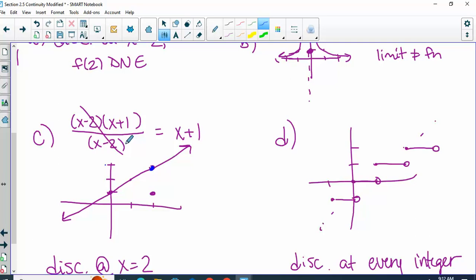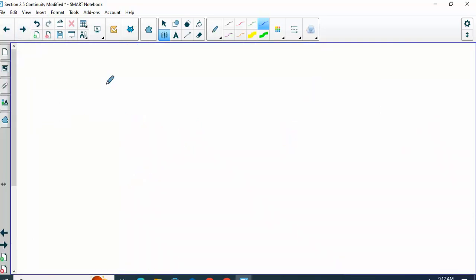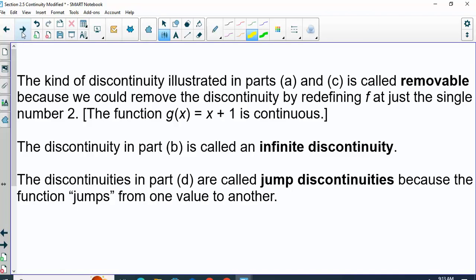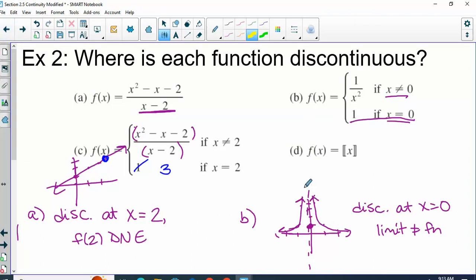The other potential situation for a removable is a piecewise function, where one of your pieces is something like x if x does not equal 4, and the other piece is something else at that single point. So when your conditions are not equal and equal, that is possibly a removable discontinuity. The second type, infinite. Those are when we have vertical asymptotes. So when our limit is going to positive or negative infinity, that's an infinite discontinuity.